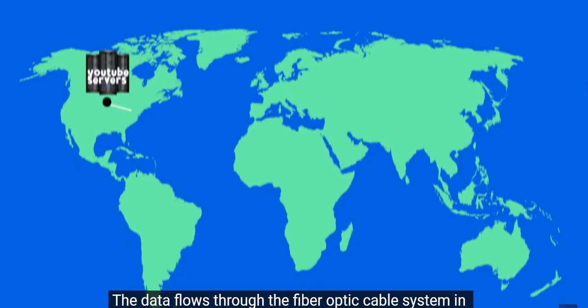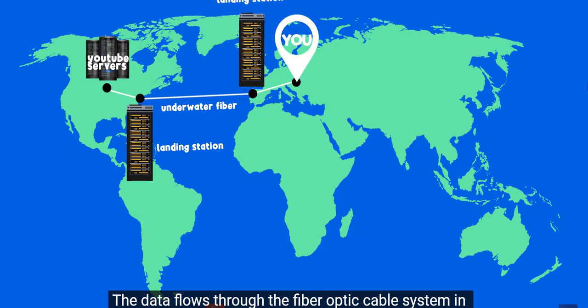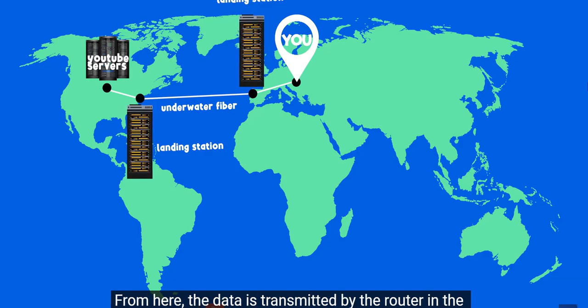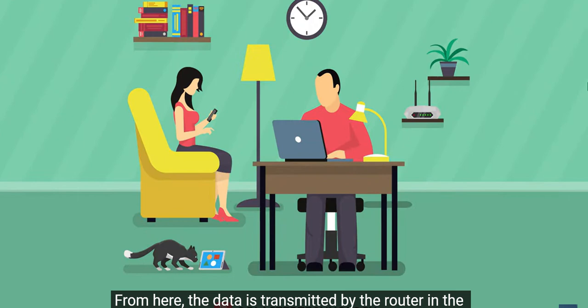The data flows through the fiber optic cable system in the form of light pulses and thus reaches your router. From here, the data is transmitted by the router in the form of electrical signals via internet cable or Wi-Fi.